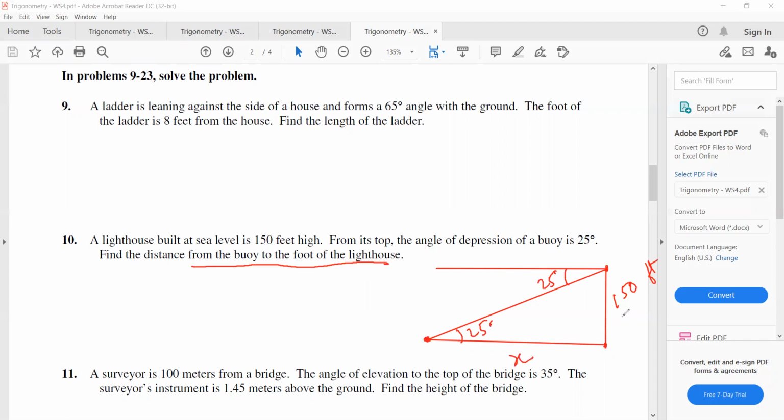X. So you have the opposite side and the angle. You have to find the adjacent. Which ratio will you use? Tan. Tan 25 degrees equals 150 on X. Right? So X equals 150 divided by tan 25 degrees, which is 321.7.